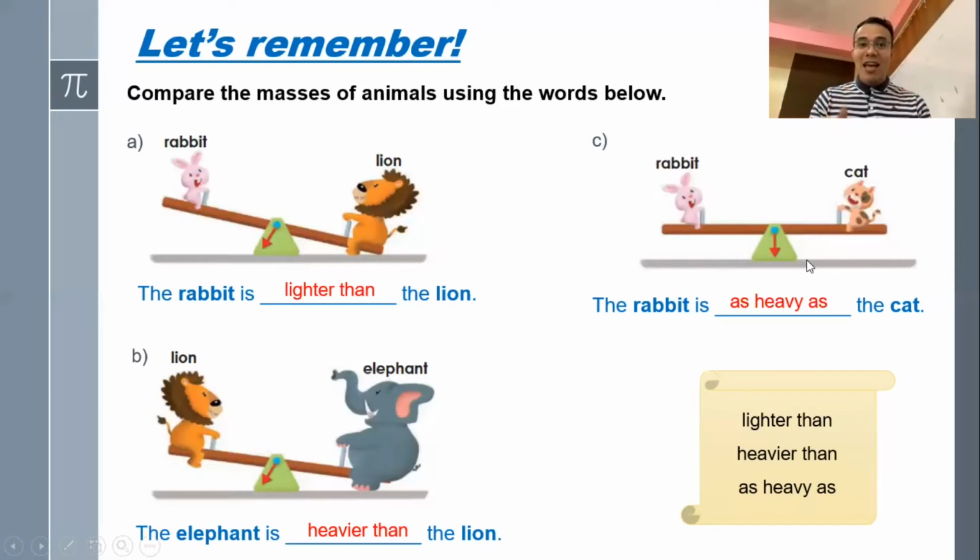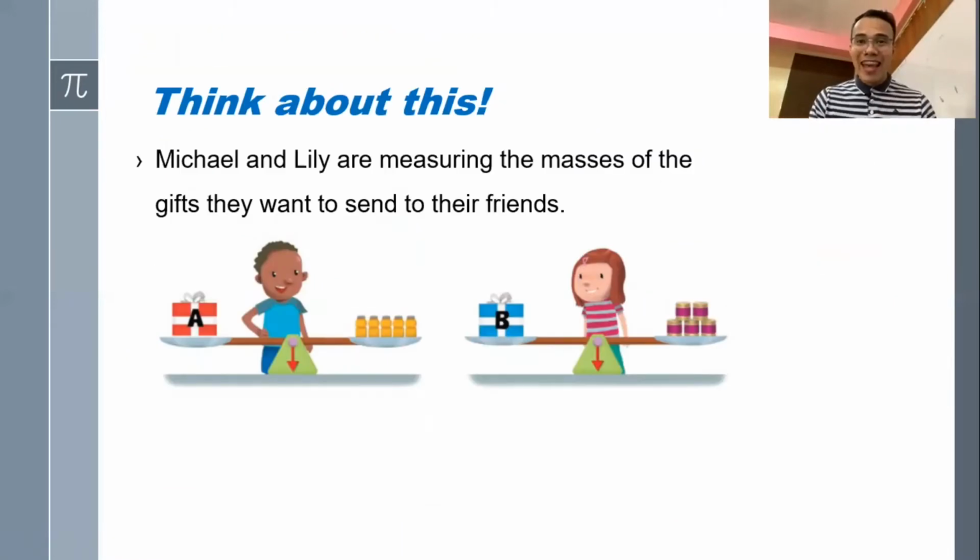All right? Now that you are already refreshed with what you've learned in the past, let's now proceed to our think about this in this video. In this picture, Michael and Lily are measuring the masses of the gifts they want to send to their friends. Since it's almost December, we have to think of the gifts that we can give to our parents, to our friends, and to anyone important to us, right?